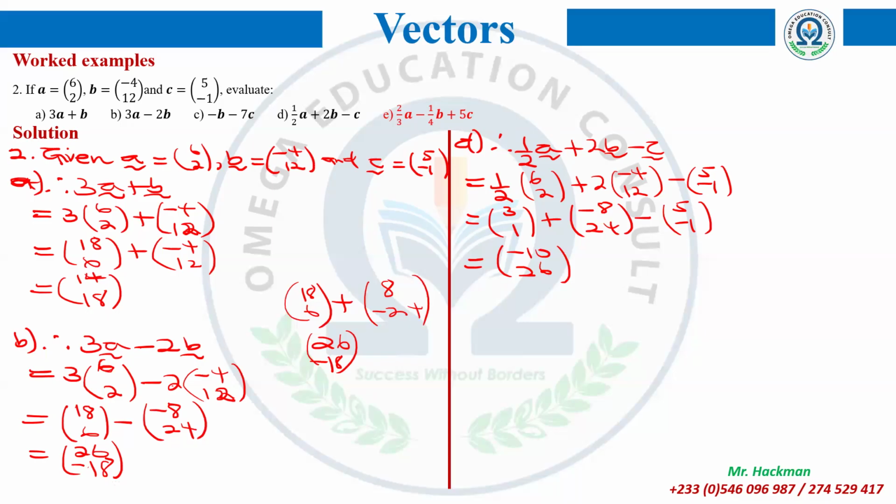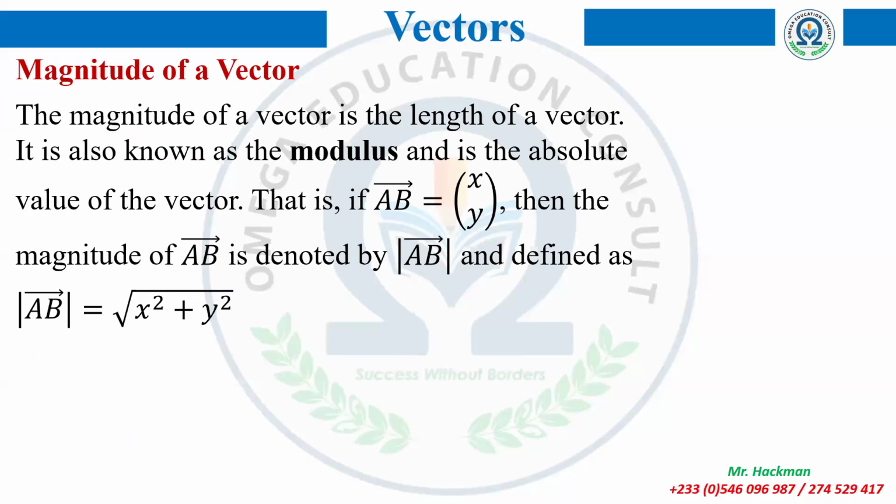So we are done with the algebra of vectors. We now know how to add and subtract vectors, and how to multiply a scalar and a vector, or multiply a vector by a scalar. So now let's look at the last concept for the day. We are going to look at the magnitude of a vector. Vectors deal with points, so you move from one point to another.